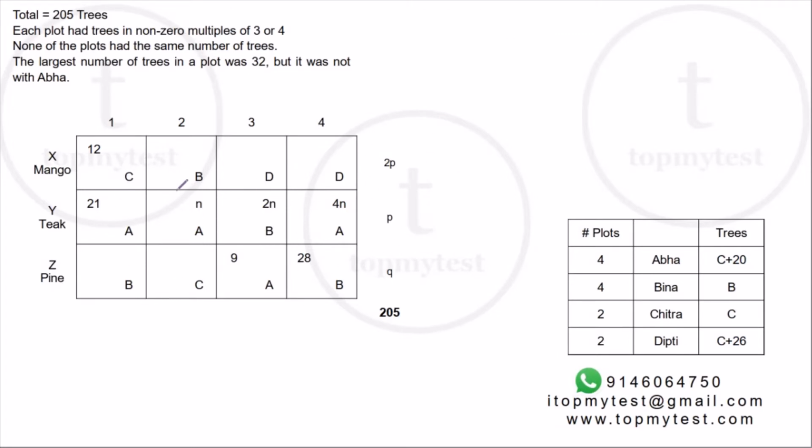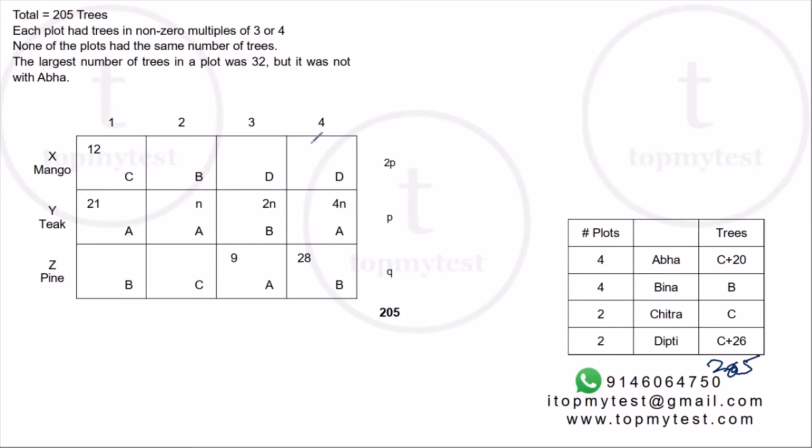Okay. Now, we do not have a direct answer anywhere. You have 2p plus p plus q is equal to 205. We have c plus 20 plus b plus c plus 26. This will also add up to 205, right? So these are all one equation, 2 variables, or one equation, 3 variables, whatever it is. There is no direct information. This seems like a trial and error sort of set.